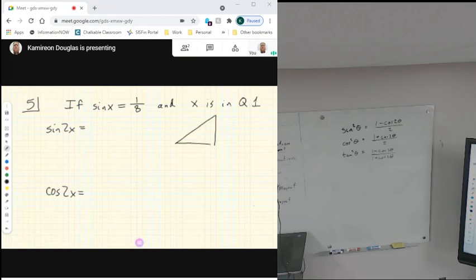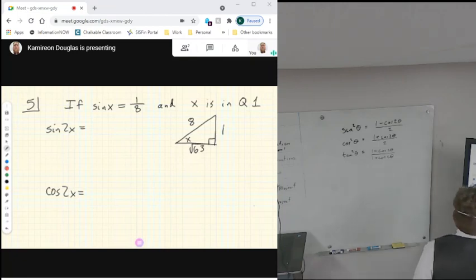So in that case, my x will be here, got my right angle, and then I apply my 1 over 8 as evidenced by the problem. My opposite would be a 1. My hypotenuse would be an 8. My missing side, using Pythagorean's theorem, square root of 63. From here, I can actually begin to answer the question itself. The question says, what is sine of 2x? Well, if I go to my double angle list, according to my double angle list, sine of 2x is 2 sine x cosine x.